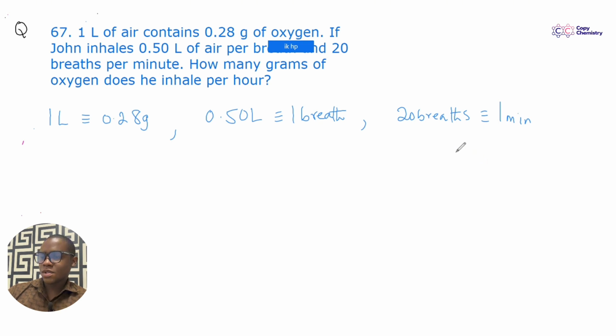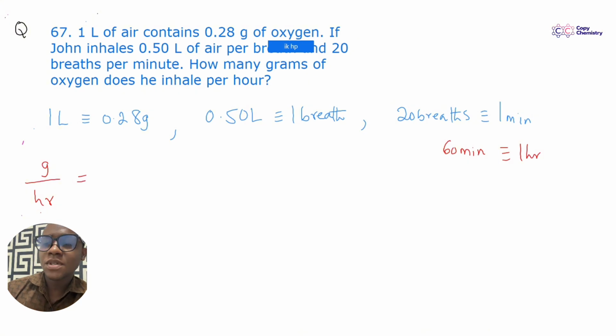Then what else? They said we want to know the grams that he would inhale per hour. So this is what we're looking for. Grams per hour. That's what we want to get. But this is all we're given, so what else can we figure out? 60 minutes equals 1 hour. We might actually need it. Who knows? 1 hour. Good.